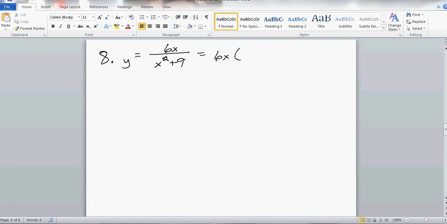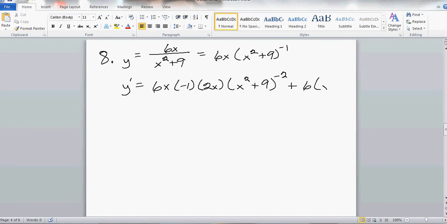So that'd be 6x times x squared plus 9 raised to the negative first power. So y prime will be: leave the first one alone, take the derivative of the second, which means the exponent, the derivative of the inside, and leave the inside alone, changing the exponent. So that's what we get. Plus, take the derivative of 6x, which is 6, and leave the second one all alone.